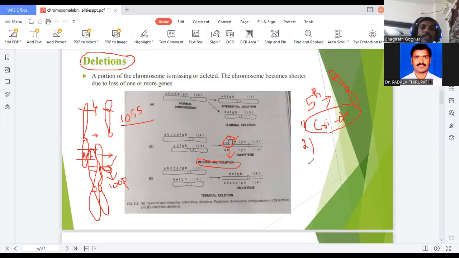Another one is the Philadelphia chromosome. The Philadelphia chromosome disorder is observed in the 22nd chromosome. In this chromosome, the long arm is missing. Due to that, CML, chronic myeloid leukemia, cancer cells are formed due to the loss of many genes in the 22nd chromosome. So this is about deletions. Have you followed?